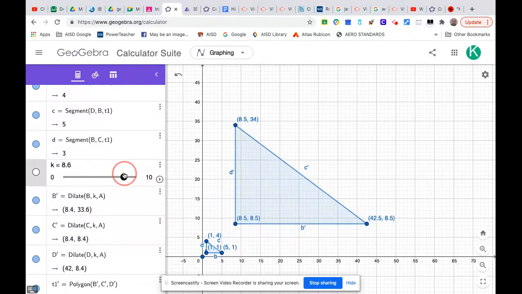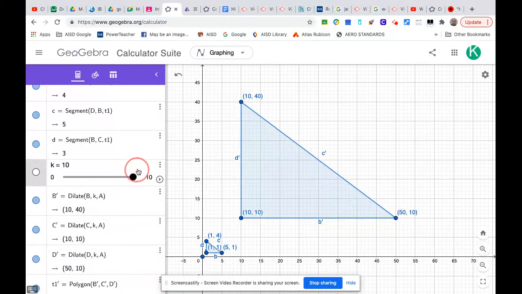So we see that it's increasing in size. Let's bring it all the way to 10 and see what's going on here. Well, the coordinates: 1, 1 went to 10, 10. 1, 4 went to 10, 40. And 5, 1 went to 50, 20.